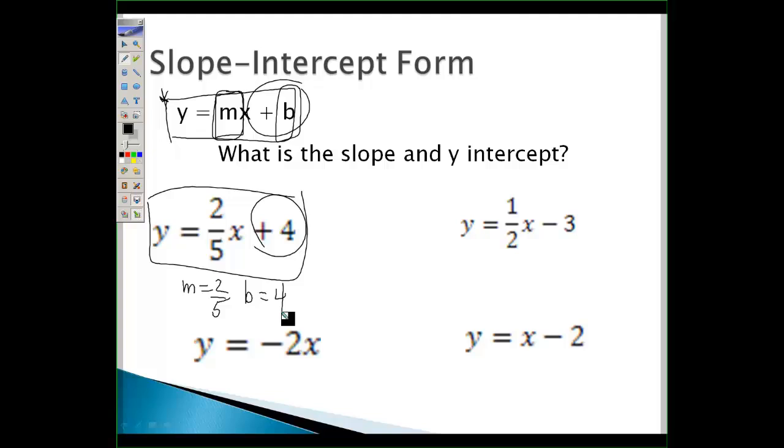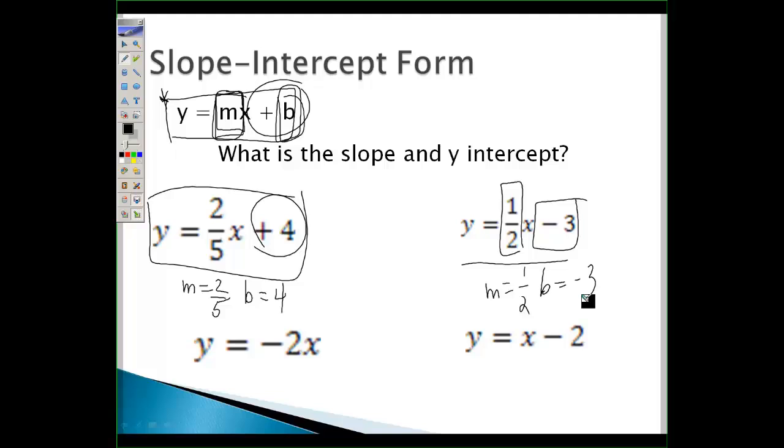Once again, this equation, the second equation here, is in slope-intercept form. The m is in front of the x, and I know the b is after the x. That means the slope is in front of the x. M must be 1/2, and the y-intercept must be -3. The b value is -3.